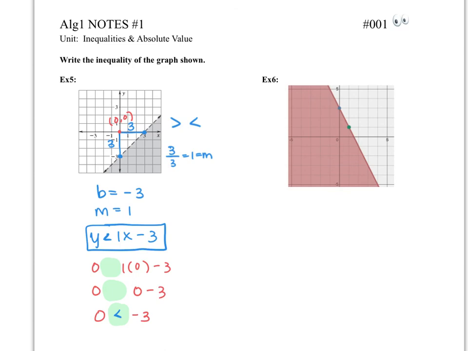Pause the video to try example 6. Some things to look out for: what kind of line do you see, and what will that mean about your inequality? Be sure to find the slope and the y-intercept and start with an equation. Then think about your test point and whether or not you want that to be true or false. In the end, your answer should look something like this: y is less than 1x minus 3. Pause the video, and press play when you're ready to check your answers.